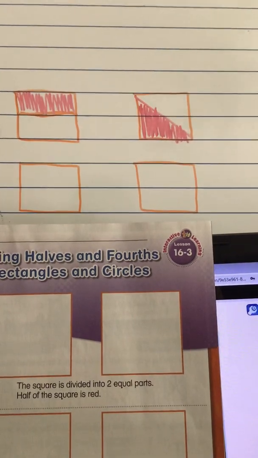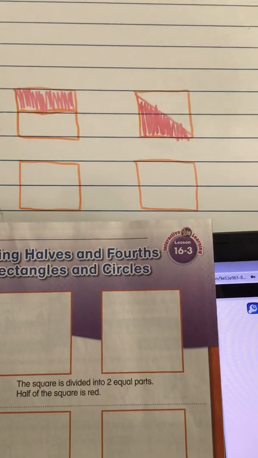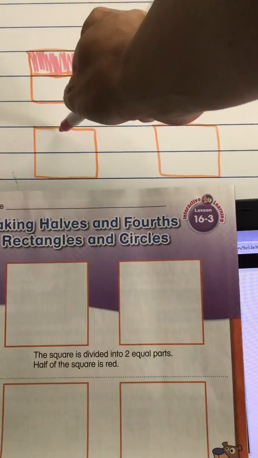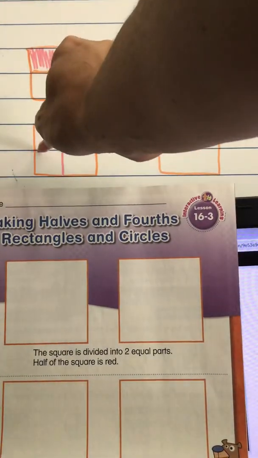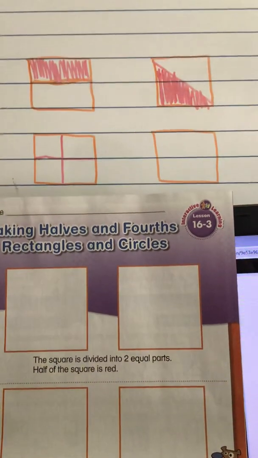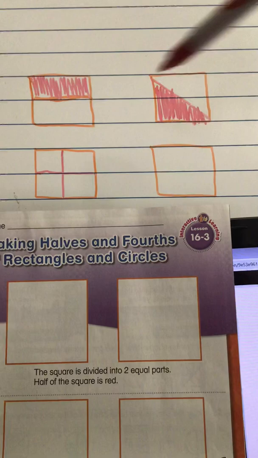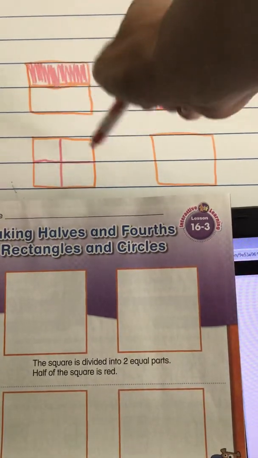Go down below. This time we are making 4 parts. So I'm going to draw this line down and this line across. Go ahead and do it on your paper, on your square, to show 4 parts. 1 line down, 1 line across.